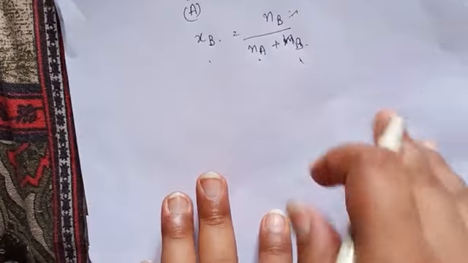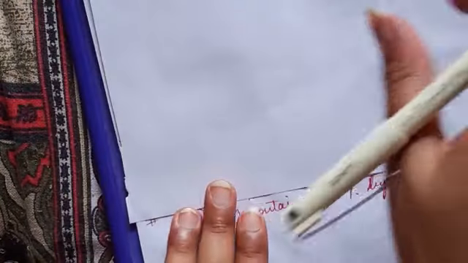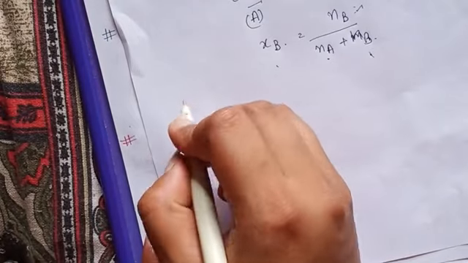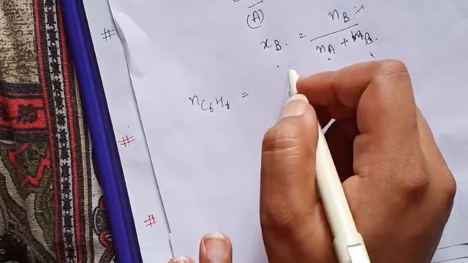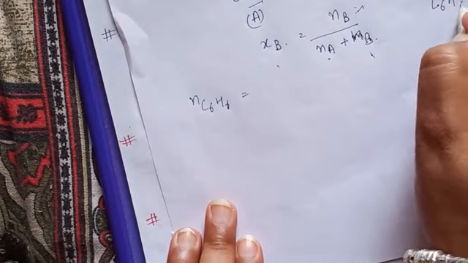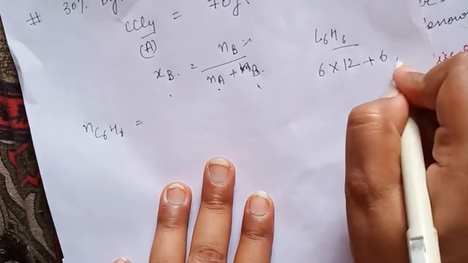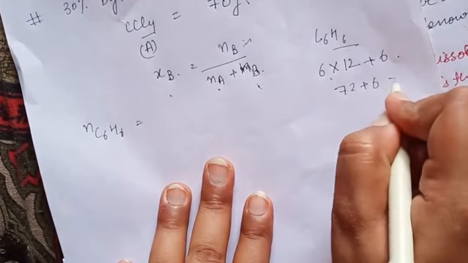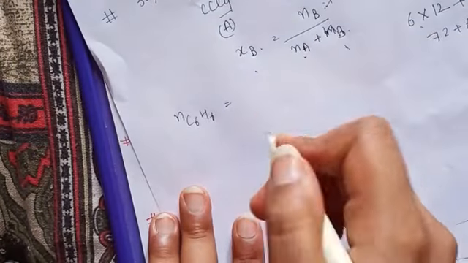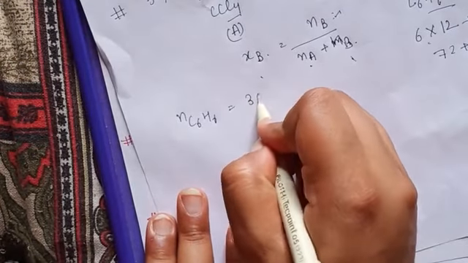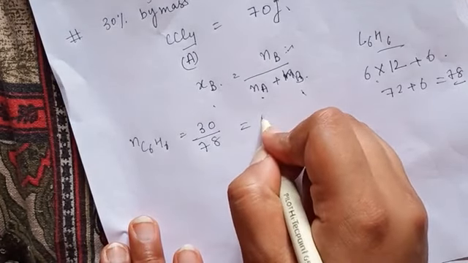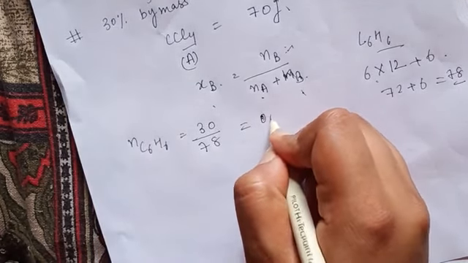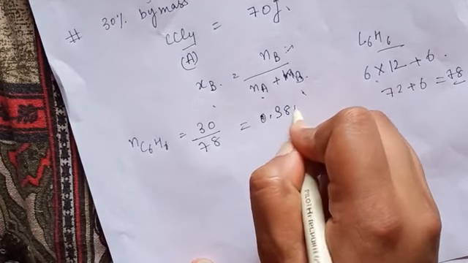Now for that we have to find out the number of moles of each component. We will find out NB, that means C6H6, given mass by molar mass. Benzene, the molar mass first of all we'll find out. 6 into 12 plus 6, that means 72 plus 6, that comes out to be 78. Given mass we are given 30 and molar mass 78. So the moles you will be calculating is 0.385 mole.